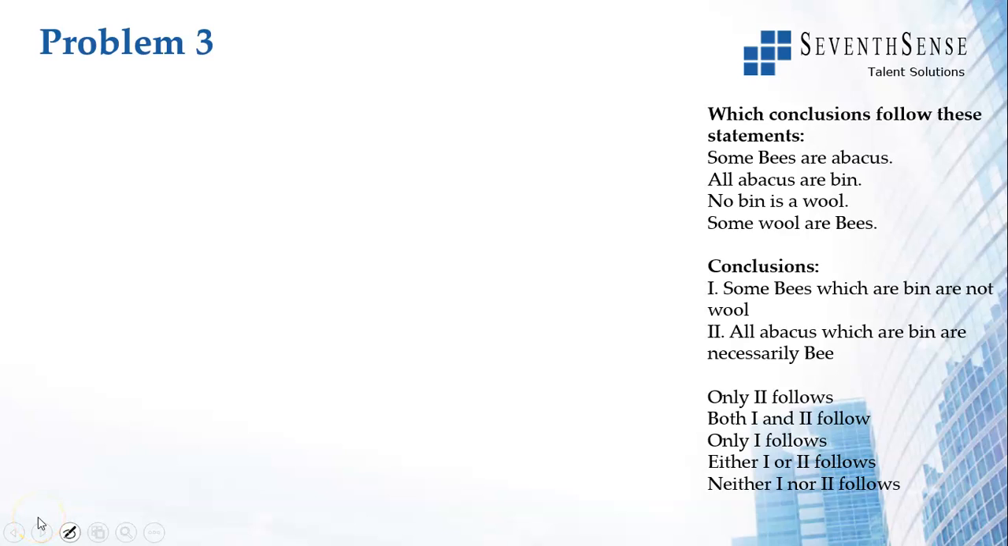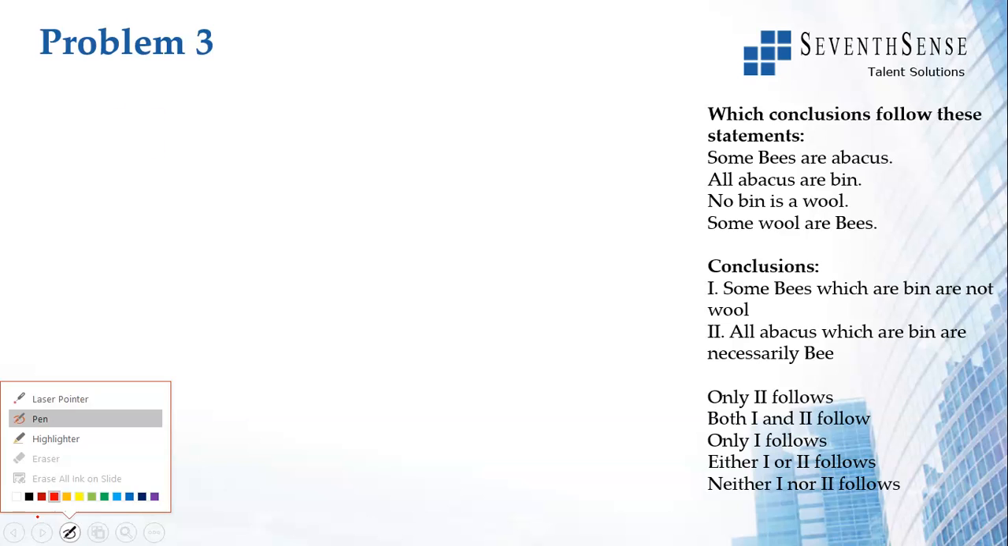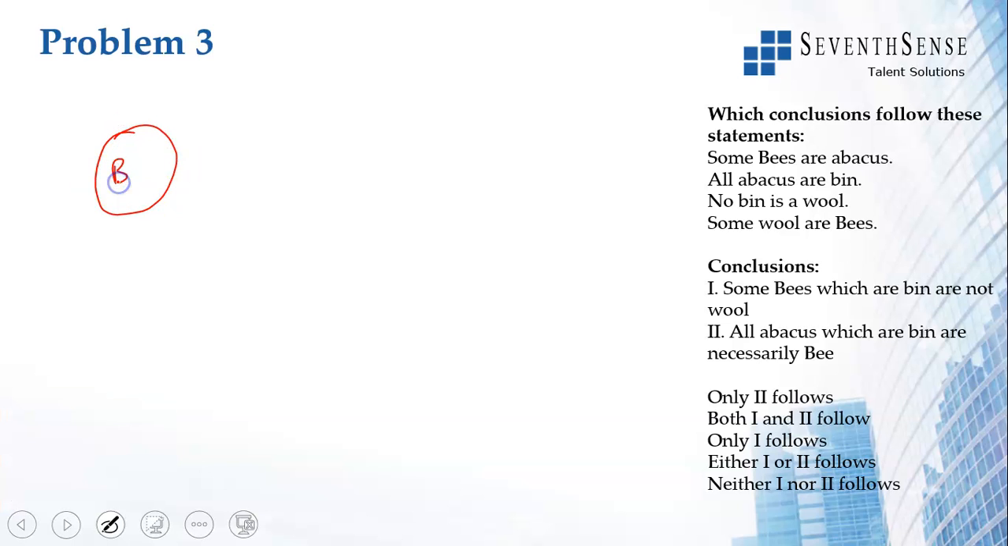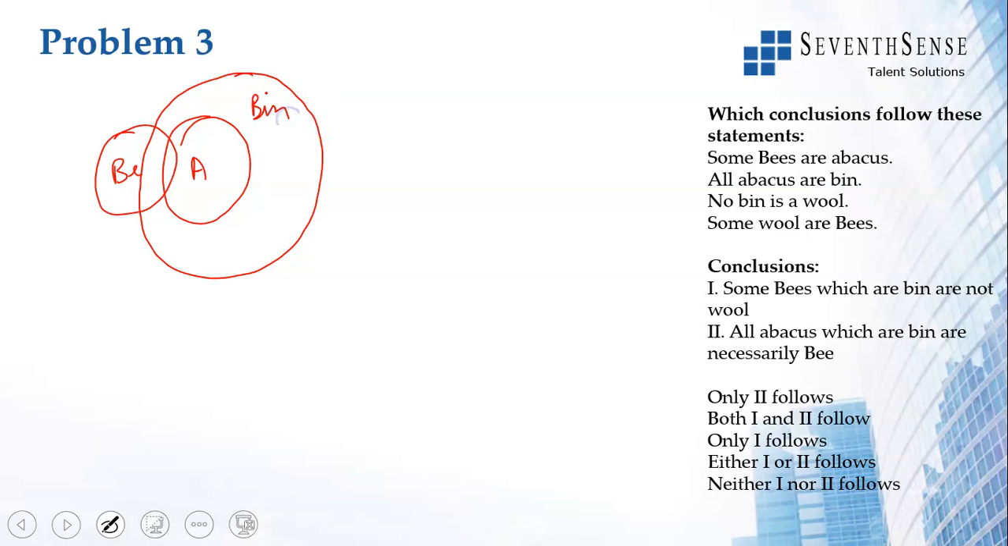We have four statements in this question. Let us see if we can draw it. Some B's are abacus. Okay, that's the first statement. So I have some B's are abacus. All abacus are bins. So I write one more alphabet here. All abacus are bins.